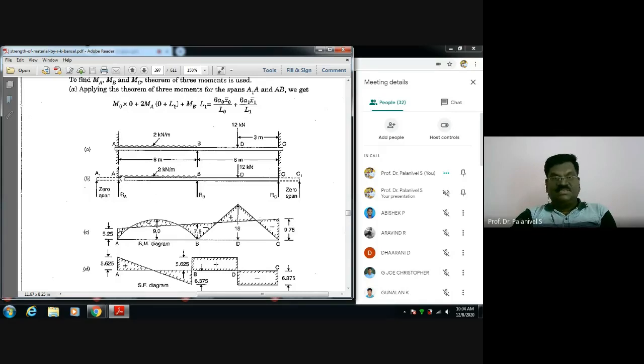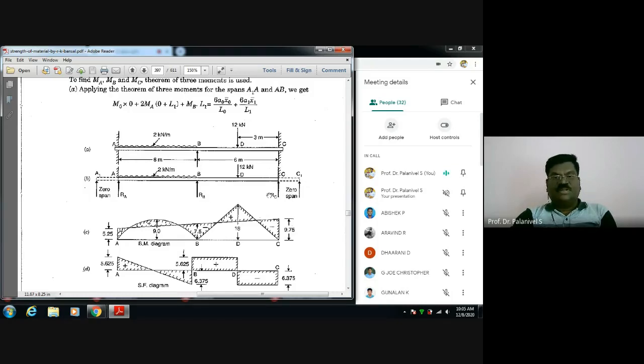Next, take span AB and BC. Apply the theorem of three moments. You will get another equation. Name it as 2.